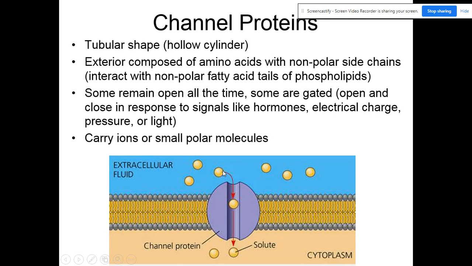For these channel proteins, you can see, for example, let's say this is a sodium ion, it's just going through. It's moving along its concentration gradient. You can see there's more of it outside compared to in. So it's still moving along its concentration gradient.